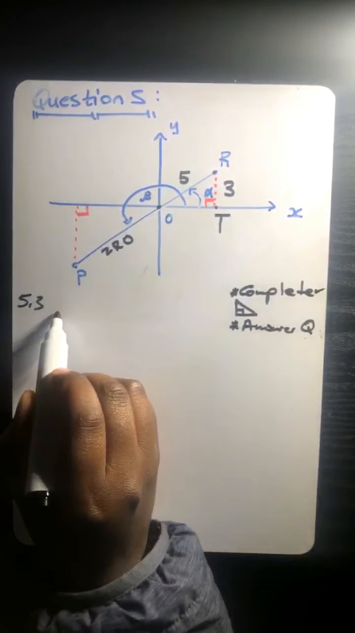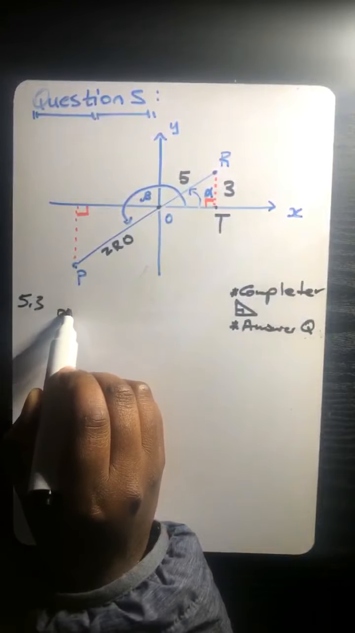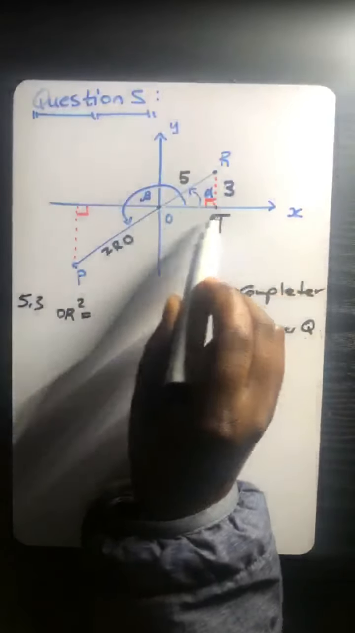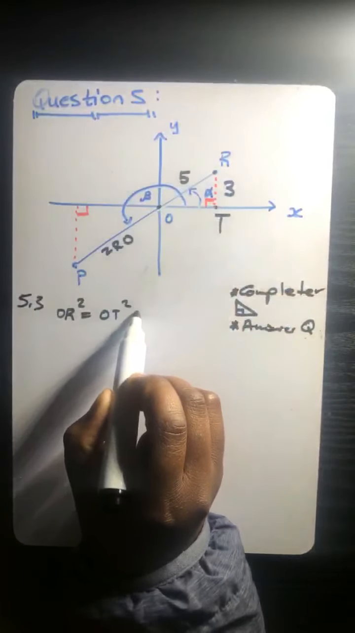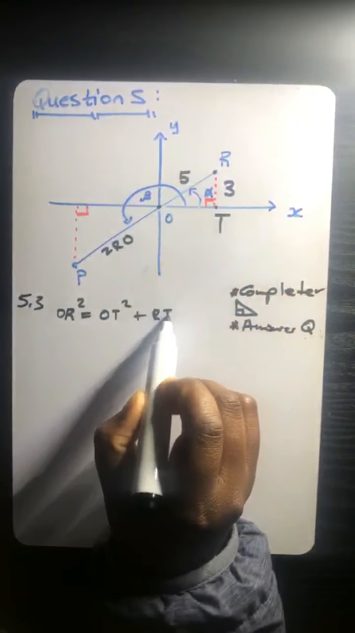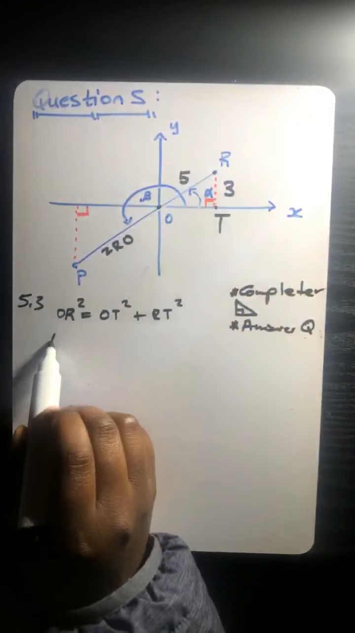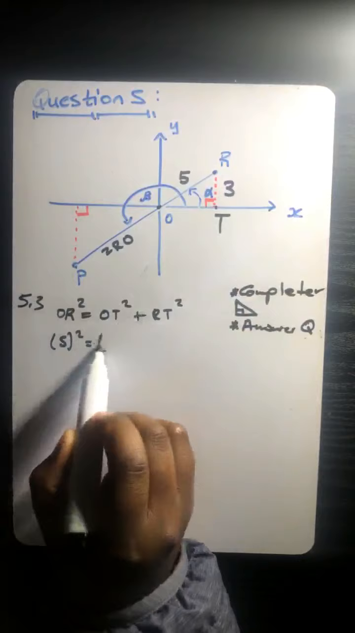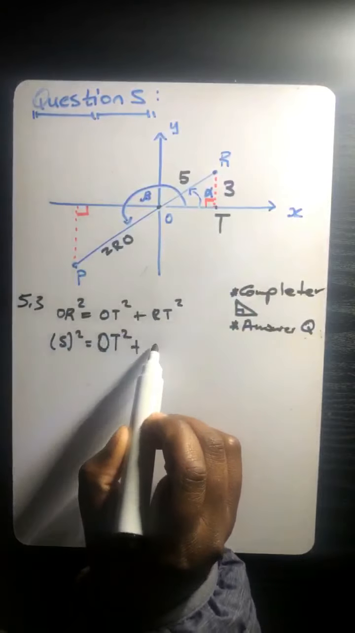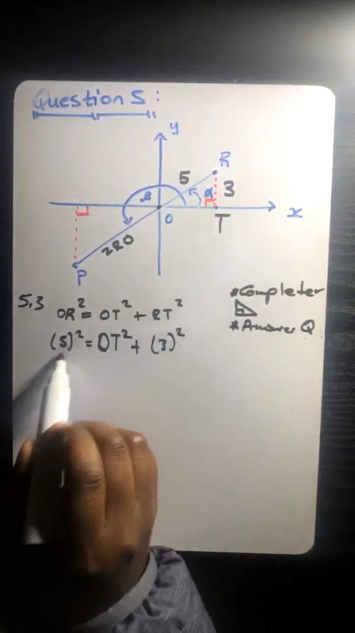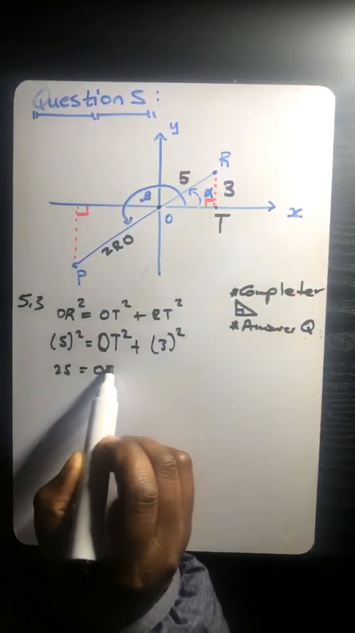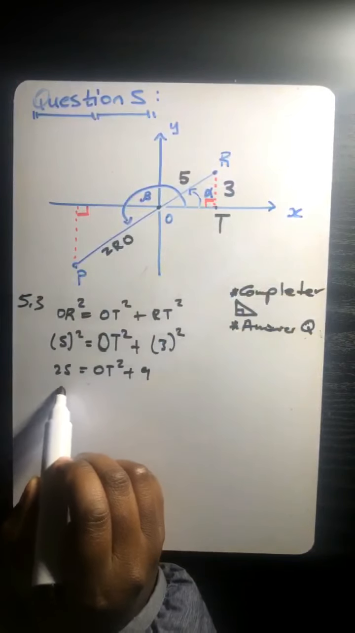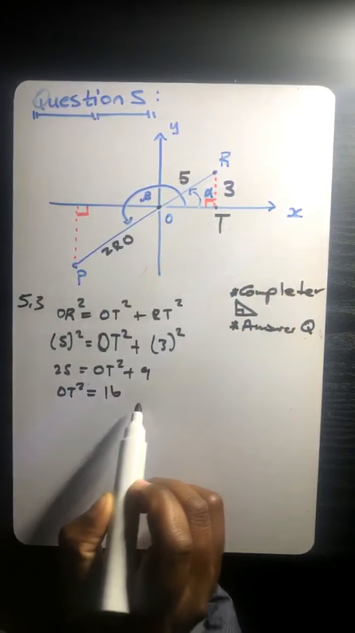Obviously, the Theorem of Pythagoras is going to be hypotenuse, or radius, OR squared, which is going to be equal to OT squared plus RT squared. What is OR? OR is 5, that we know. What is OT? OT is what we are looking for. What is RT? RT we know is 3, squared. What is that? This is 25. We are looking for OT squared plus 9. What is 25 minus 9? OT squared is 16?